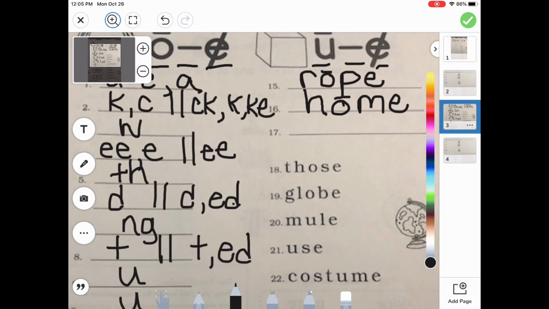I hear k, k, k. At the beginning, I know that I can have a C or K that makes the k sound. But let's listen to what comes next. K, U. I know when it has a U, it's going to be the C. So k, ute. But to make it a long U, it's got to have a sneaky E. So k, ute. Cute.